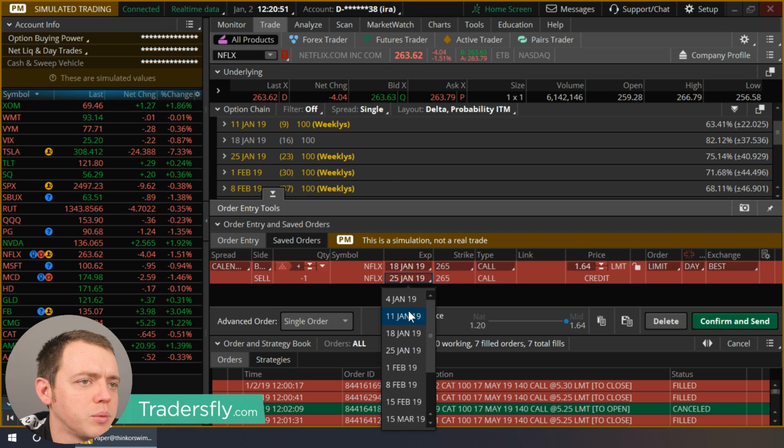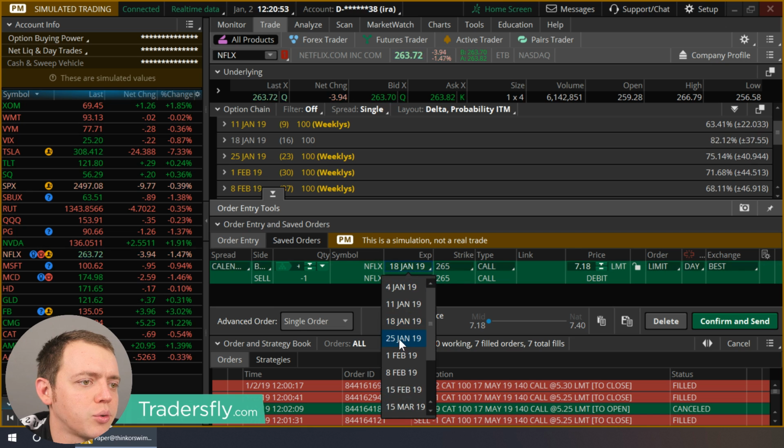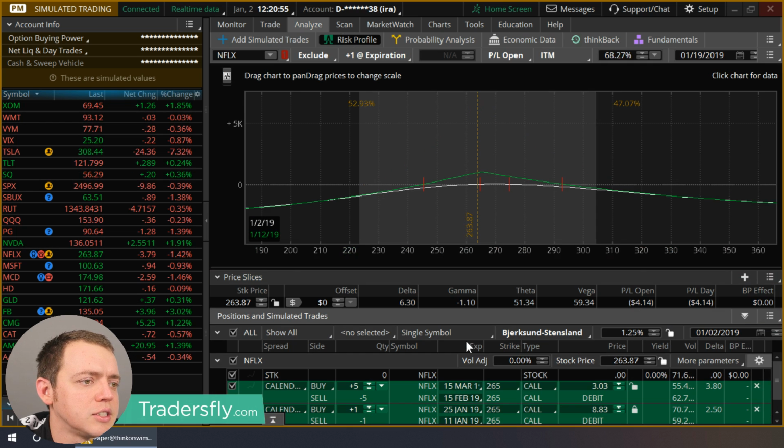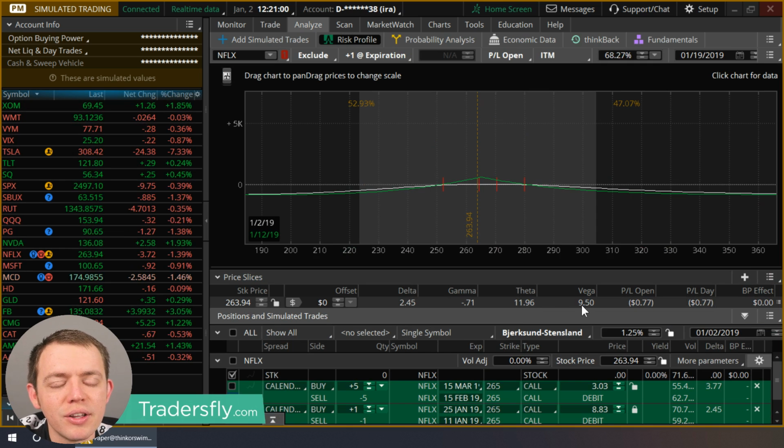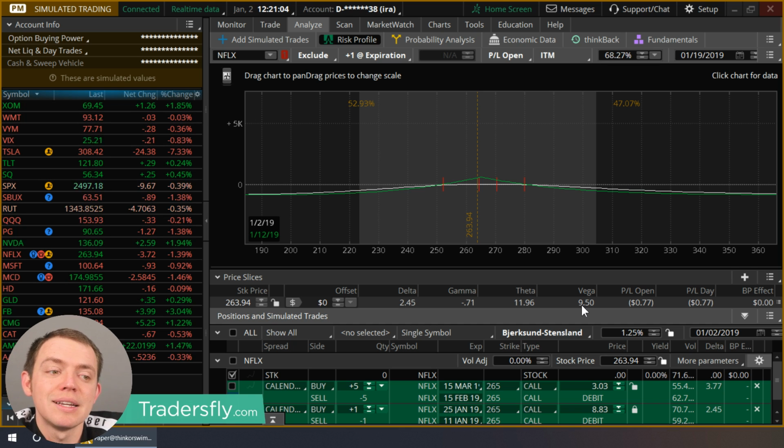No, this one will be the 9-day. The January 25th is this one. Analyze the trade. So look at the difference here. We have a theta that's bigger than our Vega. So basically, you knock it out of the park, and it's quite a lot bigger.